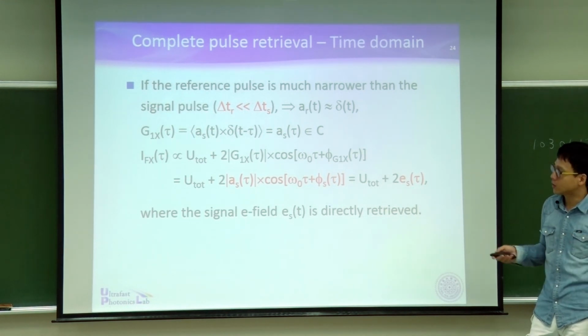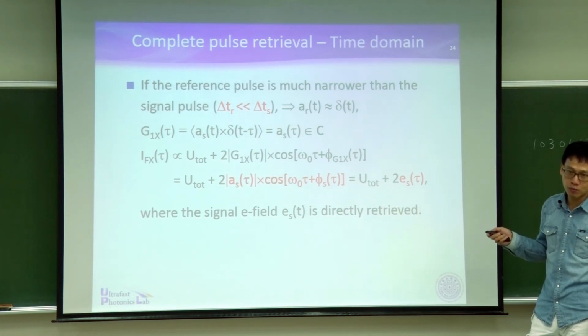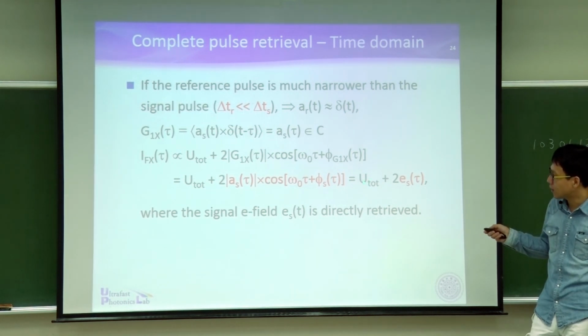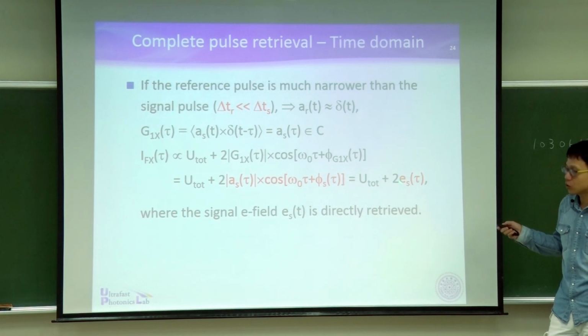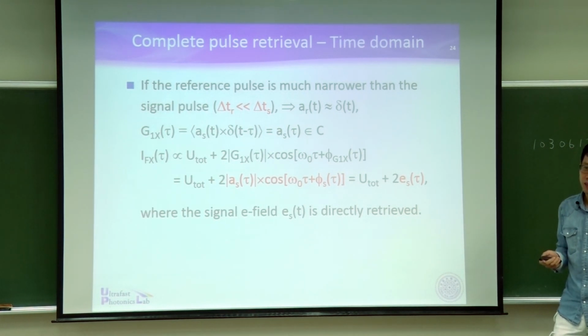So it turns out that if your reference pulse is truly narrower than the signal pulse, like a delta function, your raw data trace is a constant plus 2 times the field of your signal pulse. And this is what you desire to know, right? And it's a field function. That means you not only know the envelope, but also the phase, the fringes. So this is a direct measurement.